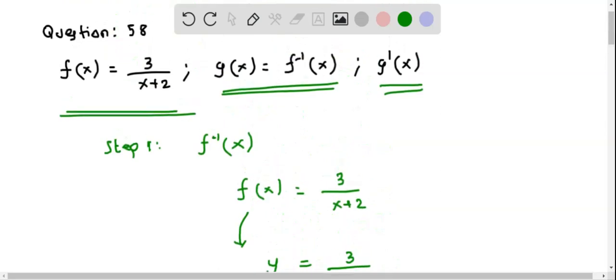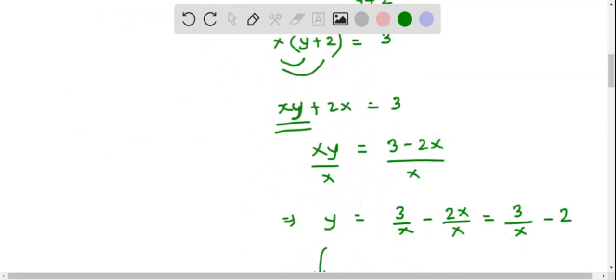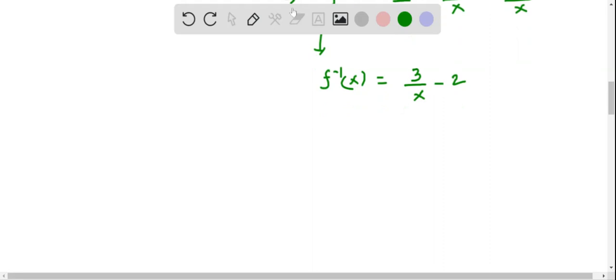And it is already given in the question that f inverse of x equals g of x. So we can now replace this f inverse of x as g of x. So we got the expression for g of x, and we can find its derivative. Let's find its derivative.